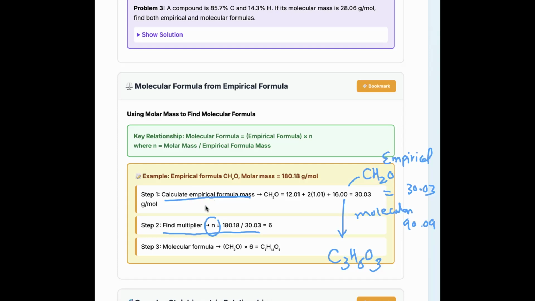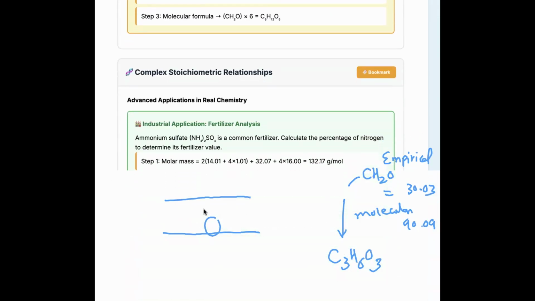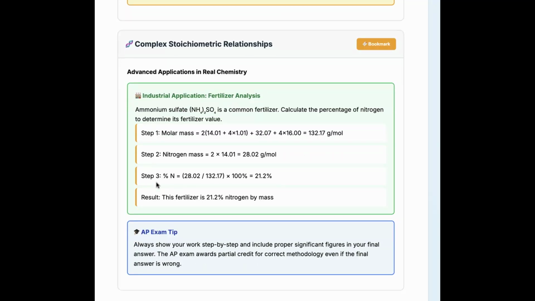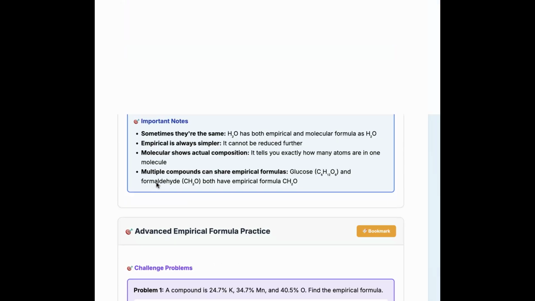We'll see also the complex stoichiometric relationships and more difficult questions in the practice video. Don't forget to see the practice video.